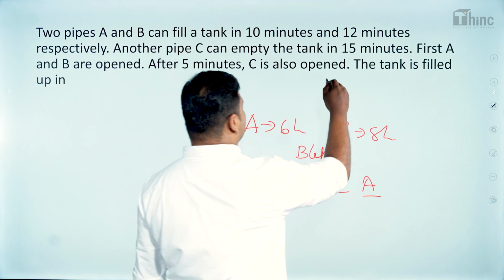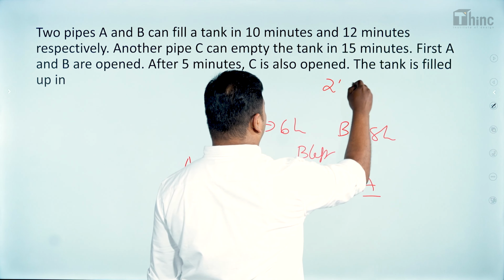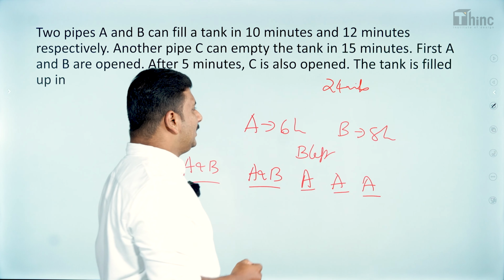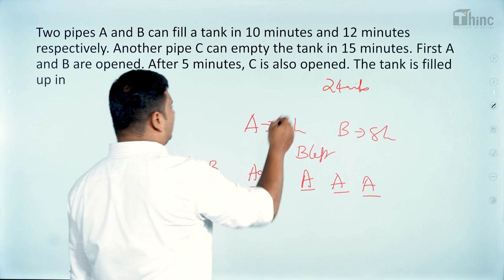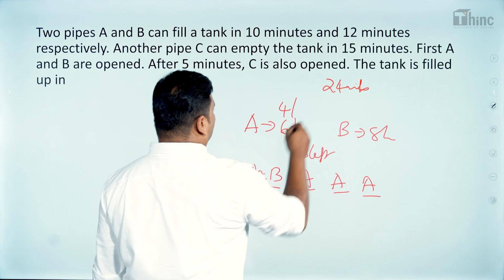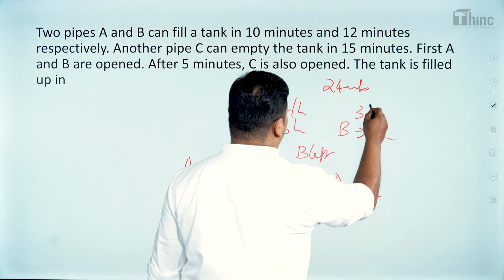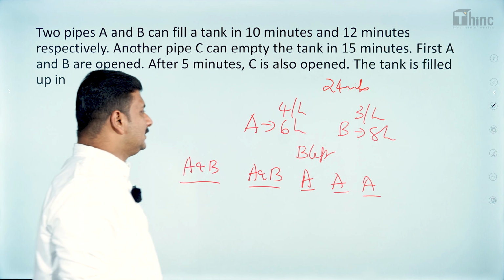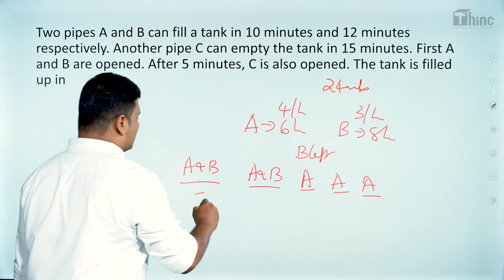We'll go for the LCM of these two. So we'll assume 24 units as the total work. If A can do 24 units in 6 hours, A can do 24 by 6, 4 units per hour, and B can do 24 by 8, 3 units per hour. Now if they work together, they can do 4 plus 3, 7 units in an hour.